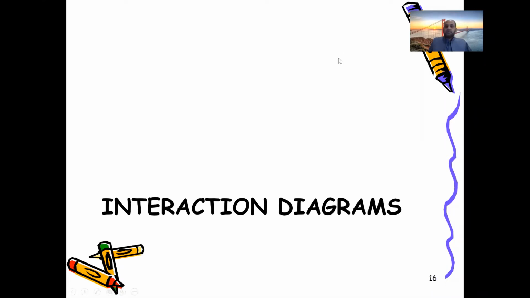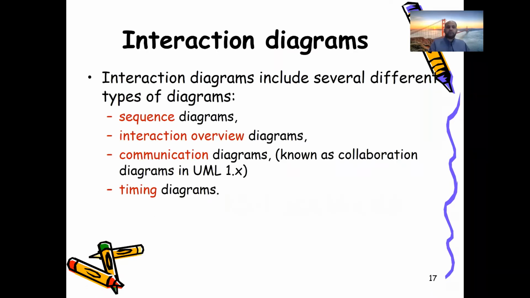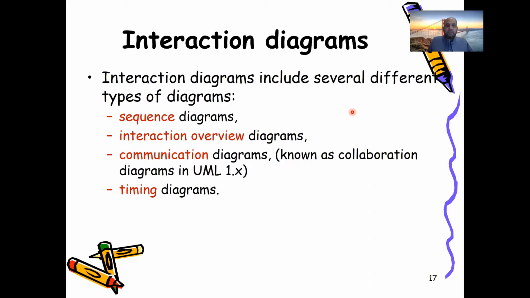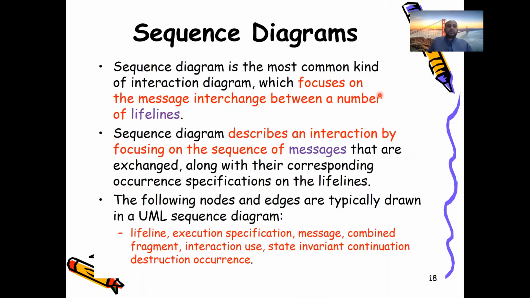Let's start with the interaction diagrams. Interaction diagrams include several different types of diagrams. For example, sequence diagrams, interaction overview diagram, communication diagram, and timing diagrams. So we are going to start from sequence diagram.